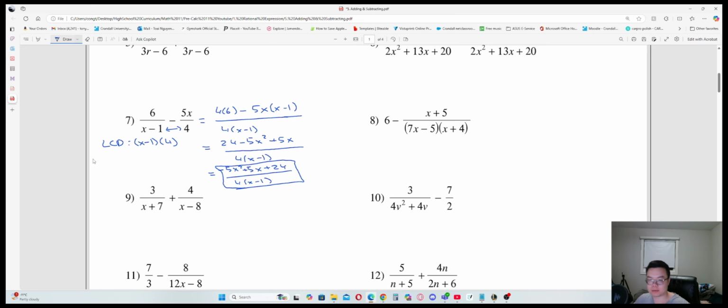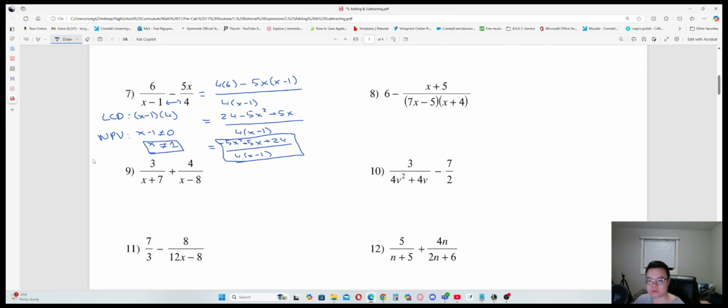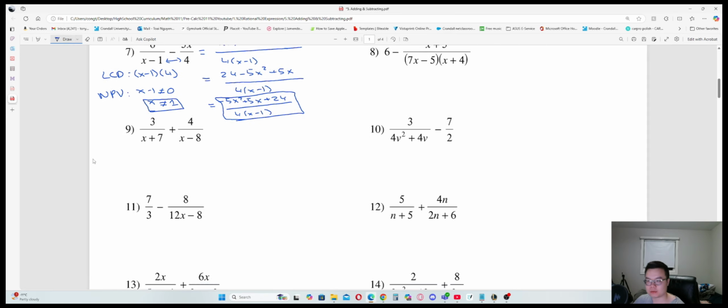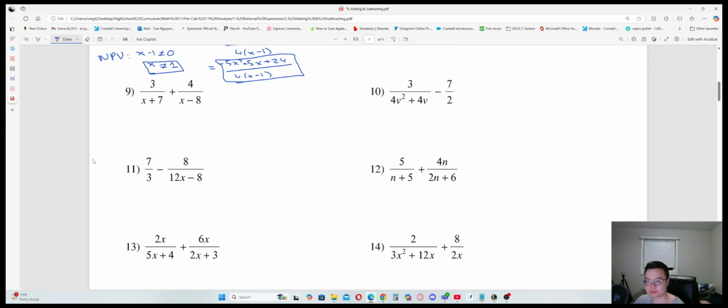And then you need to find NPVs as well, which is going to be x minus 1 not equal to 0. And then you solve for x, then you have x not equal to 1. And this will be your answer for question 7. So let's keep going and find different questions here.